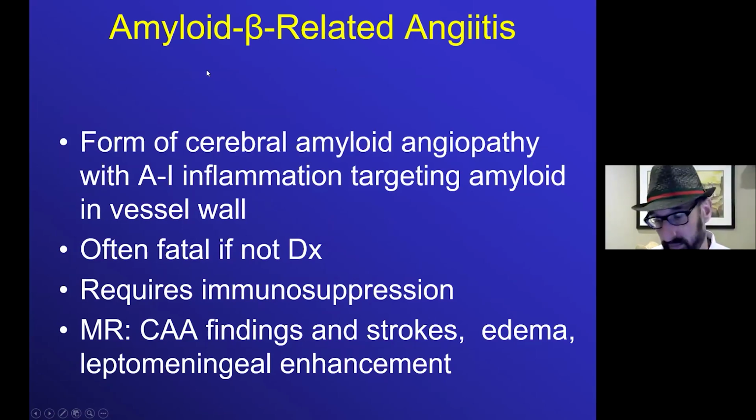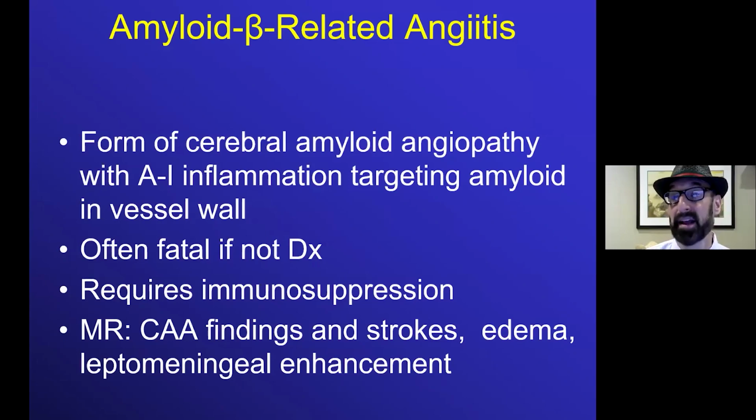Finally, the last entity I want to mention is the amyloid beta-related angiitis. This is a form of cerebral amyloid angiopathy, but with an autoimmune inflammatory component that targets the amyloid in the blood vessel wall. Remember, I initially talked about amyloid angiopathy as a vasculopathy without the vasculitis. However, there is a form of this that may be an inflammatory vasculitis, the amyloid beta-related angiitis. It's one of the manifestations that may be fatal if not diagnosed, because it's usually a late diagnosis.